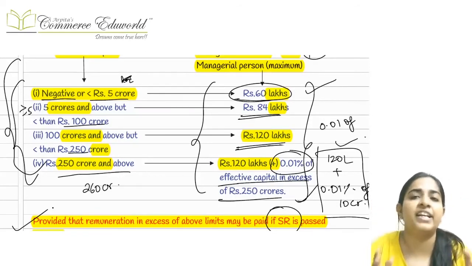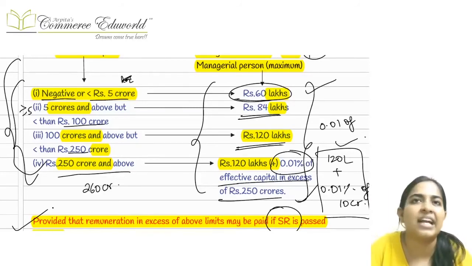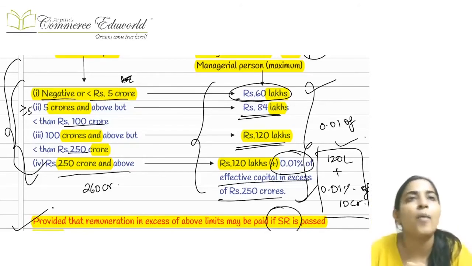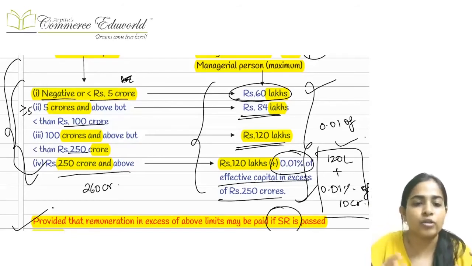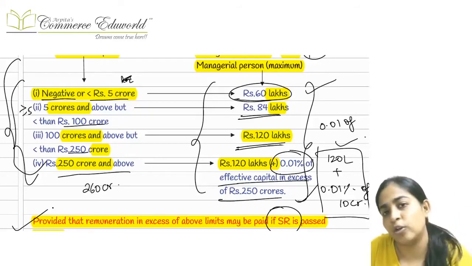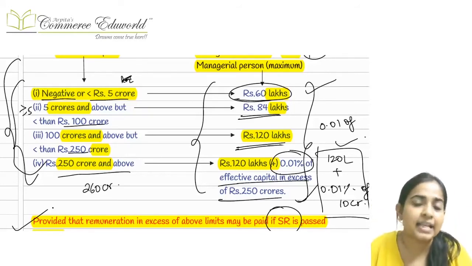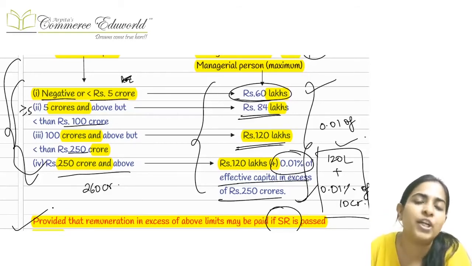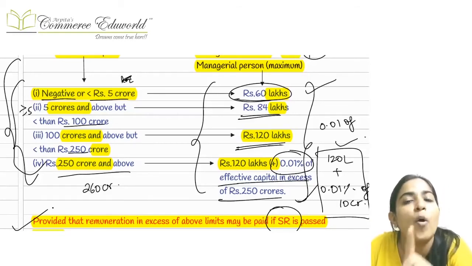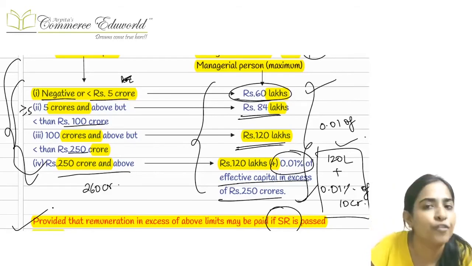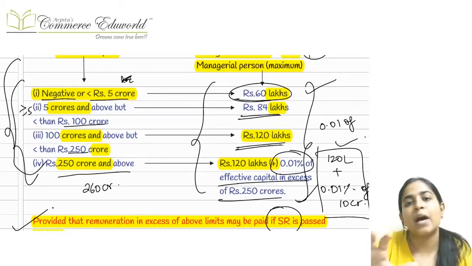If it is 5 crore and above, but it is less than 100 crore, then you can pay 84 lakhs. Right? If it is 100 crores and above and it is less than 250 crores, then you can pay 120 lakhs. And if it is 250 crores and above, then you can pay 120 lakhs plus 0.01% of the excess effective capital over and above 250 crores. This is the amount that you can pay.